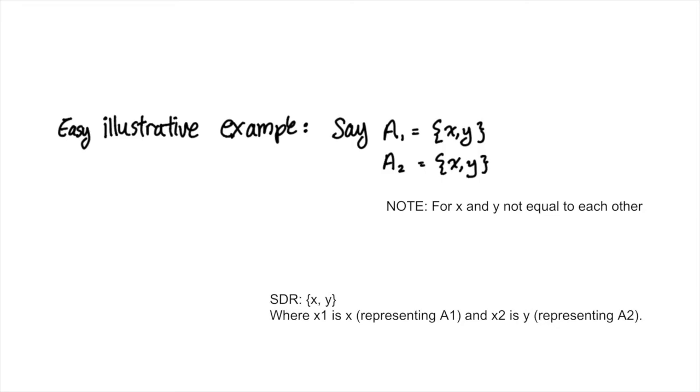Let's consider this very simple example. Let n be 2. So A1 can be the set that consists of elements x and y, and A2 also be a set that consists of elements x and y. We can easily create an SDR by creating a set where x1 is x and x2 is y. The set A1 can be represented by x and A2 can be represented by y, and x does not equal y.